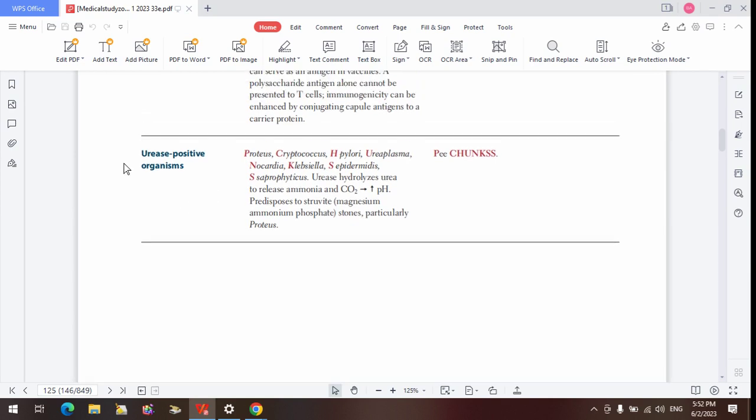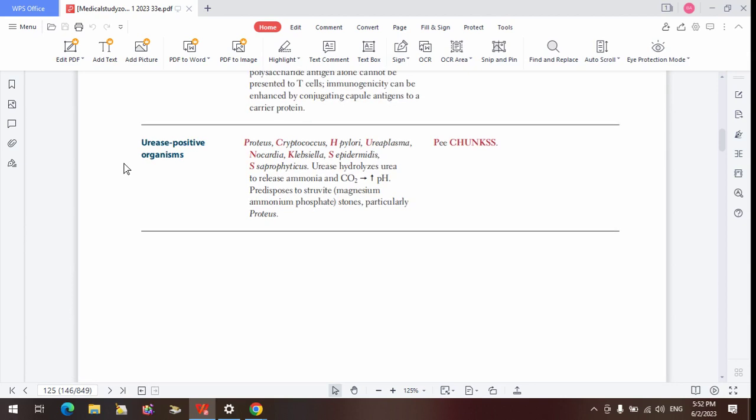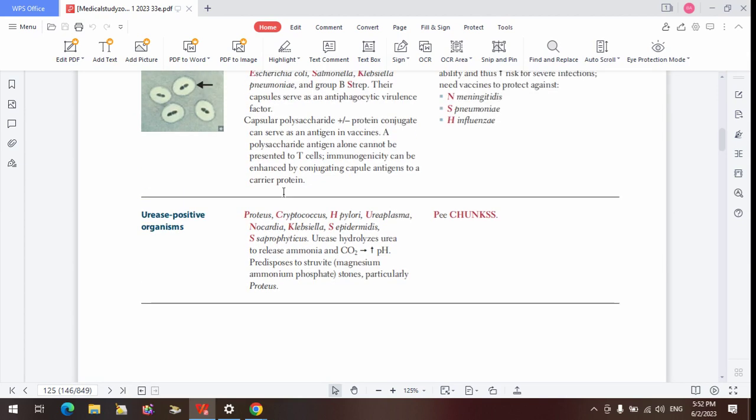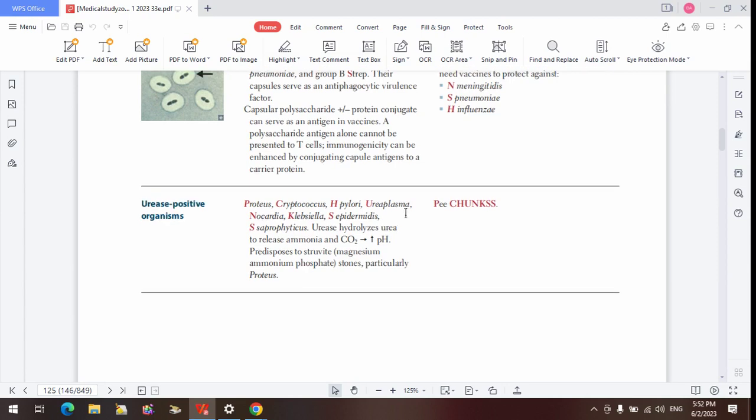Yeah. So, urease positive organisms. This is the next one. The code is still the P chunks, just like what they have here. P chunks. I know that we're already familiar with some of them from when we were doing renals. We already know Kleb. We already know our staph. But what I just want us to know here is that Staph aureus is not here. It is Staph epidermidis and Staph saprophyticus. The P in P chunks is Proteus, we already know that.